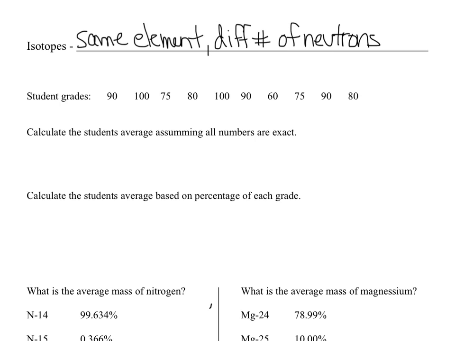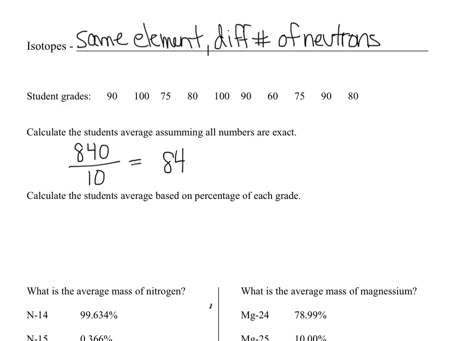So let's say these are all your scores in a class. If we just did an average of all those scores, we would just add up all of those numbers and divide by however many numbers there are. When we do that, you end up with a total of 840. And there were 10 grades there, so your average would be an 84.